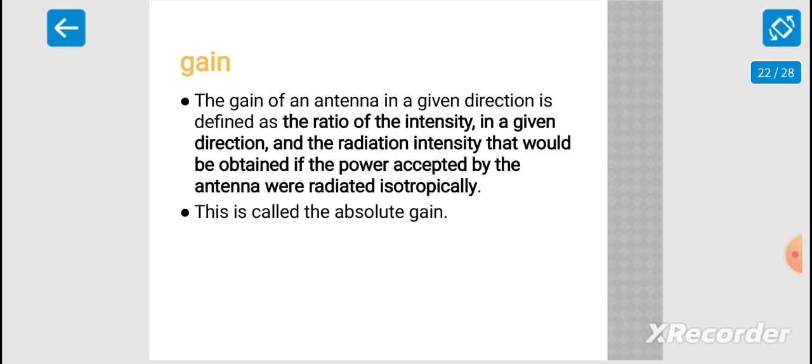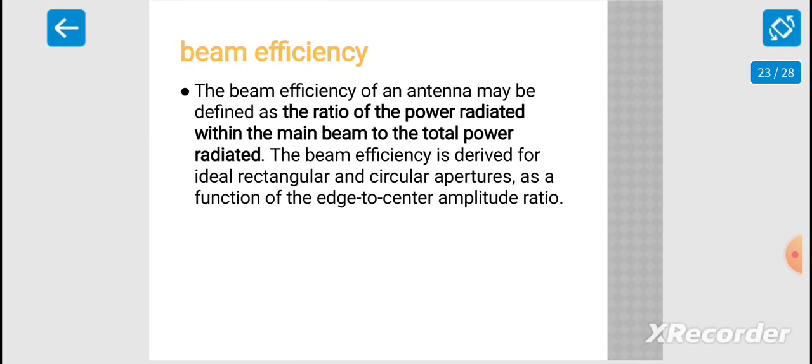If the gain decreases, it means the antenna emits radiation in all directions. If the gain increases, it means it radiates in a particular direction. Okay. Next one is the beam efficiency. Beam efficiency of an antenna may be defined as the ratio of power radiated within the main beam to the total power radiated. The beam efficiency is derived for ideal rectangular and circular apertures as a function of the edge to center amplitude ratio.